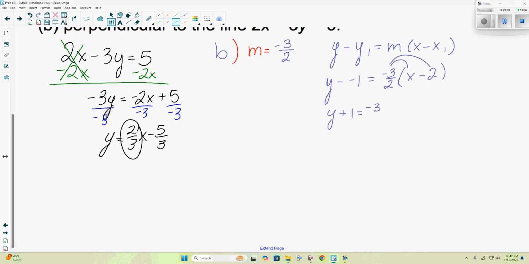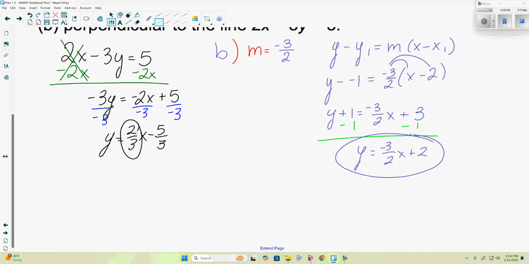So that'll tell us that we have negative 3/2 x. Our negative and negative is going to make a positive. But this time, negative 3/2 times negative 2, or 3/2 times 2, is going to be positive 3. And lastly, we're going to subtract 1, telling us y is equal to negative 3/2 x plus 2 is our perpendicular line.